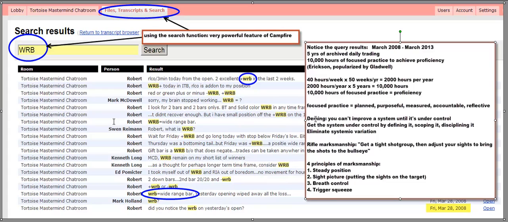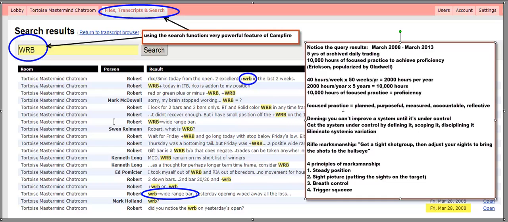And then we remember Dr. Deming, who says you can't improve a system until it's under control. It's the founding principle of total quality management and statistical process control. So you have to get the system under control by defining it, scoping it, disciplining it, and then eliminating systematic and systemic variations so that you can focus on making changes in just one variable, which allows you to measure the effect. You can't do that until you have a system that's under control, which is reliable, repetitive, defined, controlled. So you have to eliminate the wobble. I mean, it's like following your rules in a mechanical trading system.